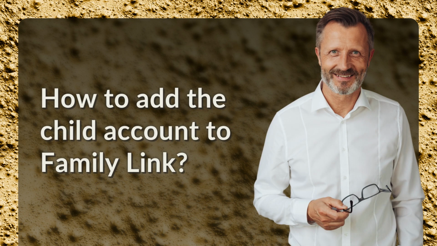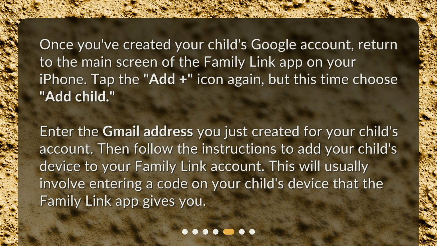How to add the child account to Family Link? Once you've created your child's Google account, return to the main screen of the Family Link app on your iPhone. Tap the Add Plus icon again, but this time choose Add Child. Enter the Gmail address you just created for your child's account. Then follow the instructions to add your child's device to your Family Link account. This will usually involve entering a code on your child's device that the Family Link app gives you.